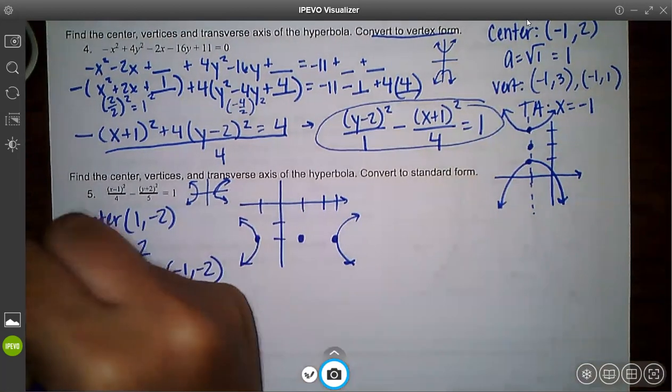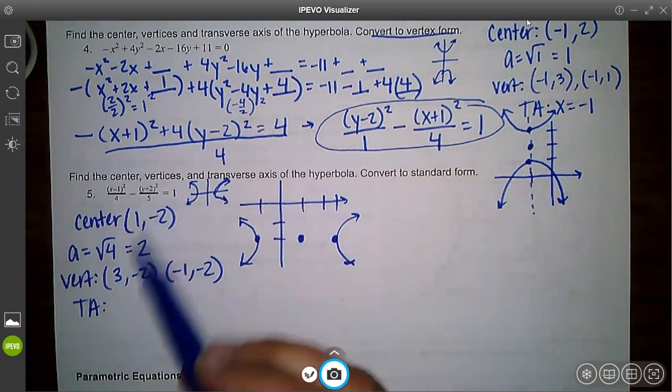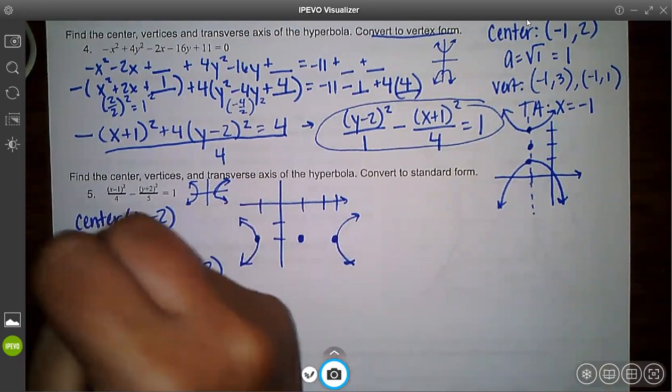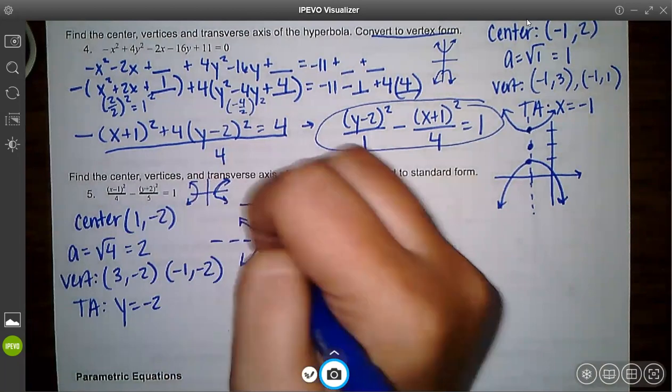Your transverse axis is the one that's the same between your center and both vertices. So we have y equals -2. And that is this axis here.